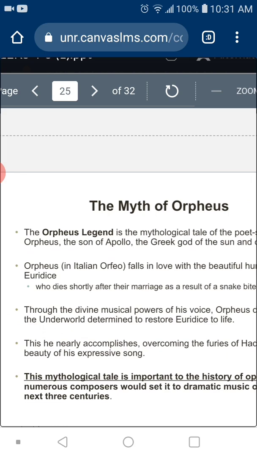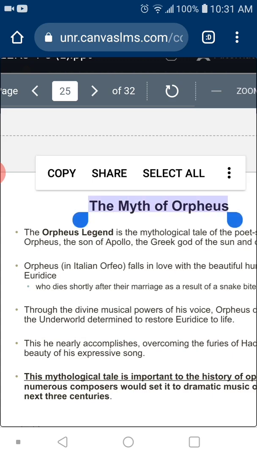Now, you may have asked yourself, what were these operas about at the beginning? So, what were the stories of these operas? Most of the early operas were on Greek mythology. So there were stories drawn from Greek mythology, and the most important of these stories was the myth of Orpheus, or Orfeo.